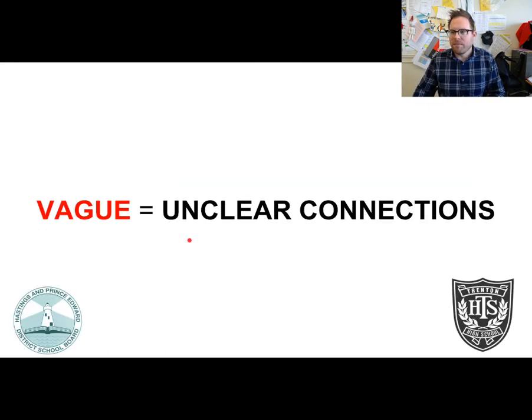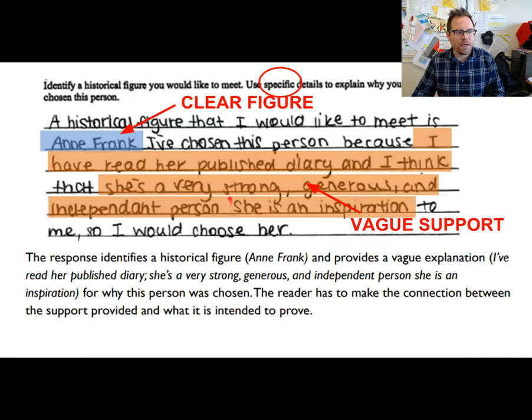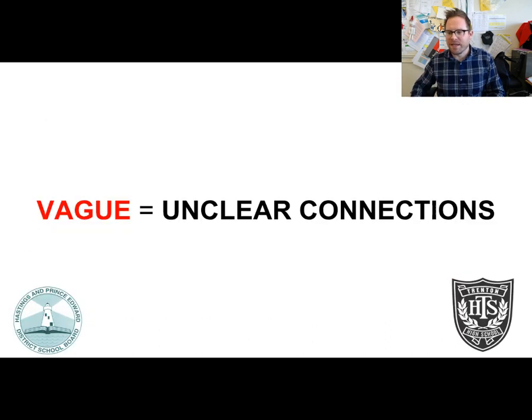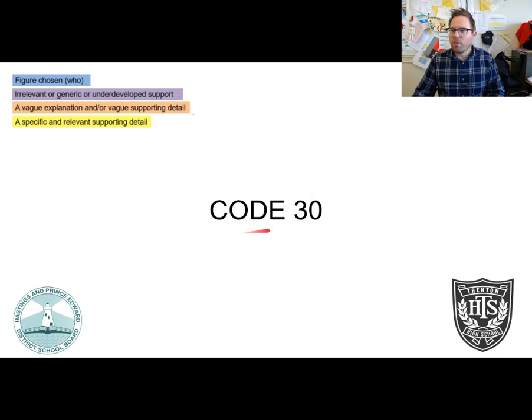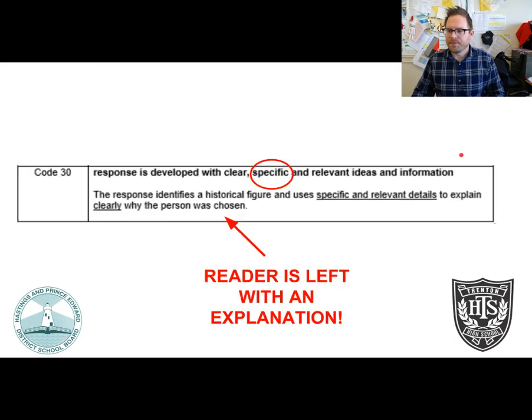So vague means they're unclear connections. So the connection between the reason this was highlighted in orange and the reason that they would like to meet Anne Frank is not clear. Okay? It's not specific enough. Right? The reader is left guessing, as I say. Okay? Here's what a code 30 looks like.